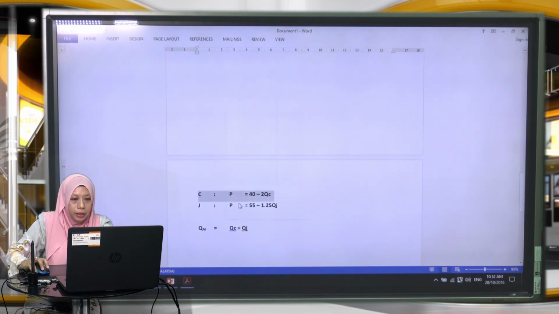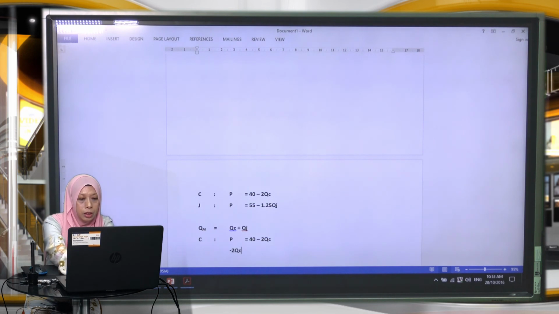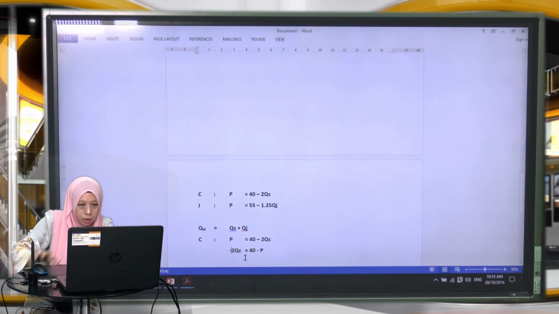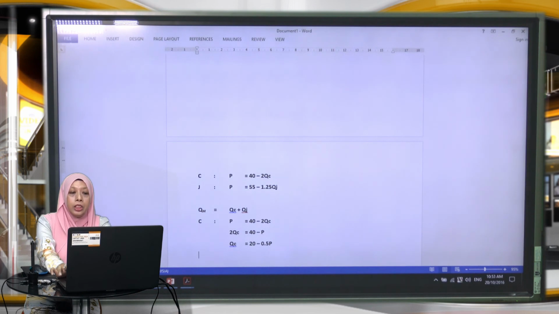Let's start with Ceria's demand function. We're going to rearrange it. We bring negative 2 QC to the left hand side, so we have 2 QC. We already have 40 here, and P, when you bring it to the right hand side, becomes negative P. Now we divide both sides by 2 because we only want QC here. So QC is going to be 20 minus 0.5 P.